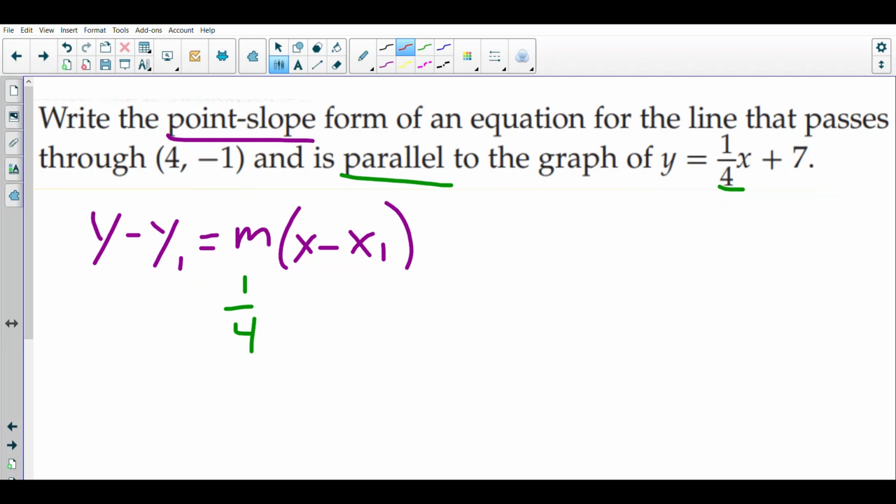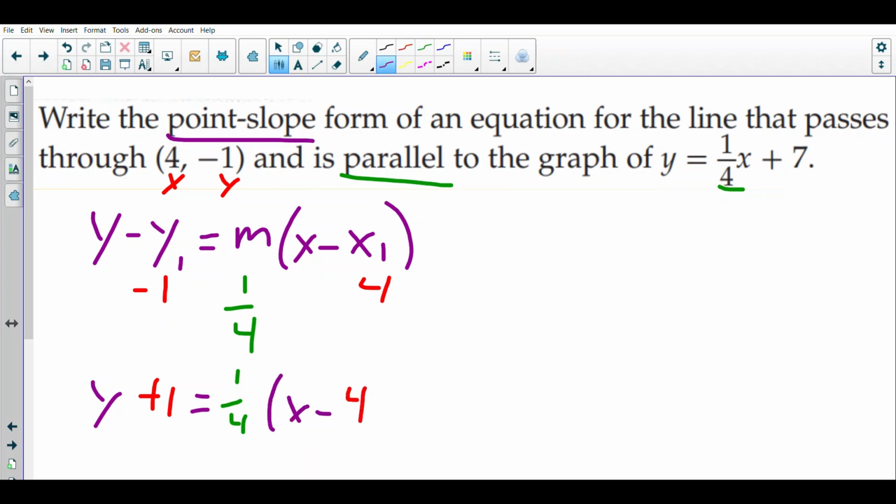And then we are also given our coordinates, x and y. So we plug in our coordinates, -1 here, 4 here, and point slope form is right there in purple. So all we gotta do is substitute and we're done. So we get y minus a -1, so it's actually a +1, is equal to our slope, 1/4, times x minus 4. And there's our parallel line in point slope form.